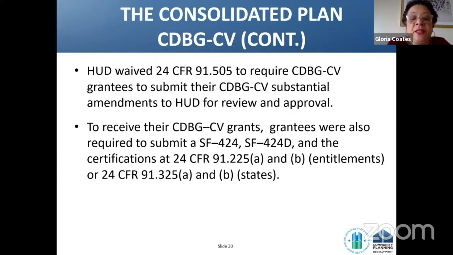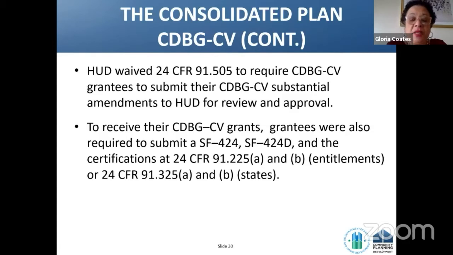However, for CV, this provision was waived so that when CV amendments were provided to HUD field offices, they had to be reviewed and approved before the activities could be carried out. Whereas with the regular program, you can do a substantial amendment whenever you like and submit it, as I said, either when you do it or at the end of the program year.